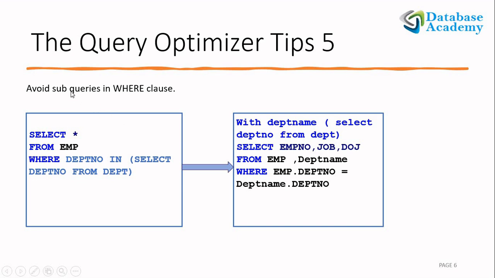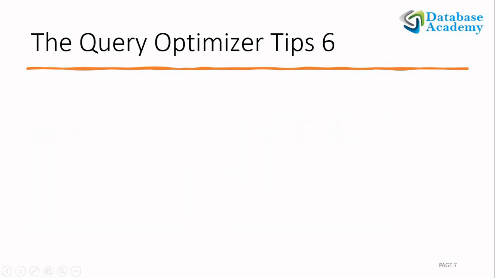So we should avoid using a subquery in a where clause, and we can convert it into a WITH clause if that is possible. This is how it will improve the performance of a select statement. So now let us see the next tip.